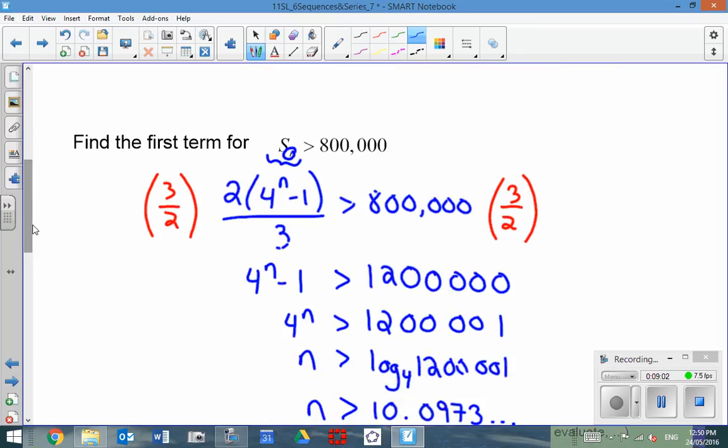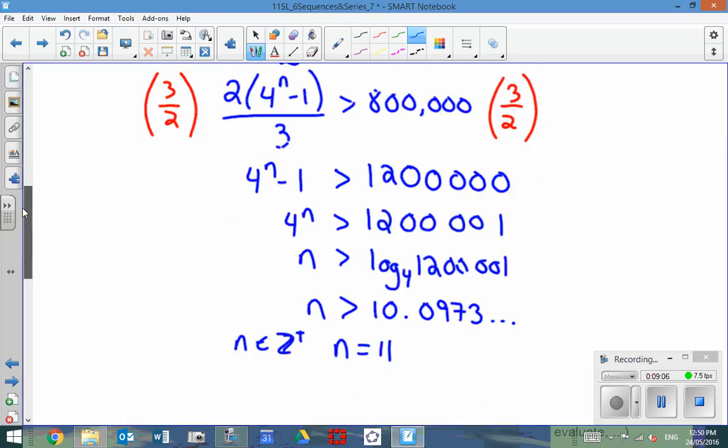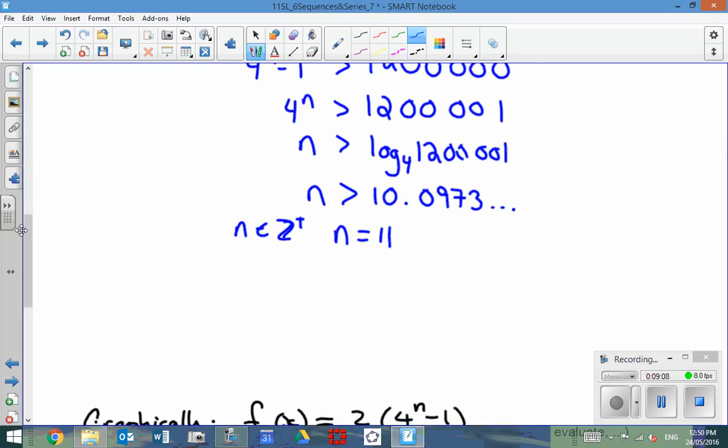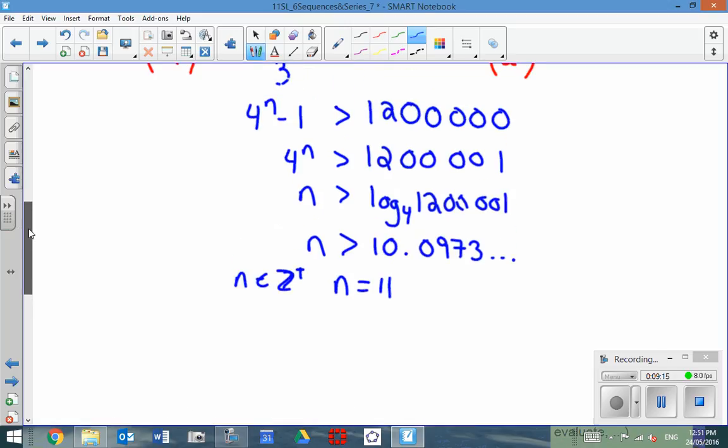So it says find the first term for when the sum is greater than 800,000. So the 11th term would be the first term where that would happen. And then of course 12 terms, 13 terms, and so on would also give you a total for your series to be greater than 800,000 as well.